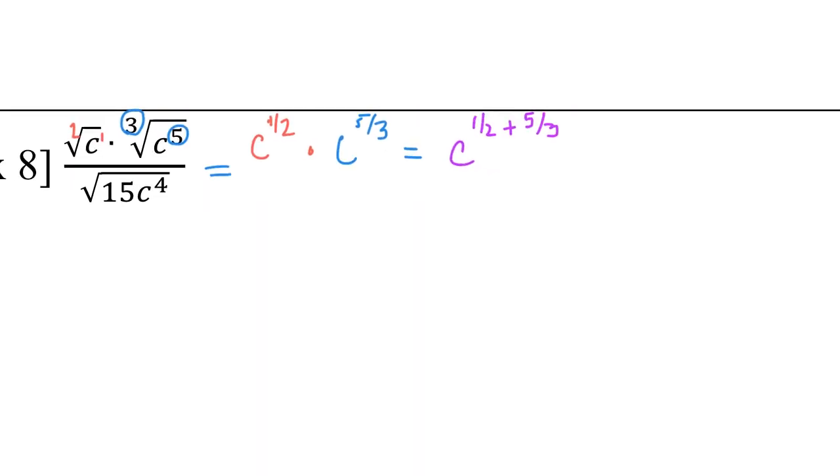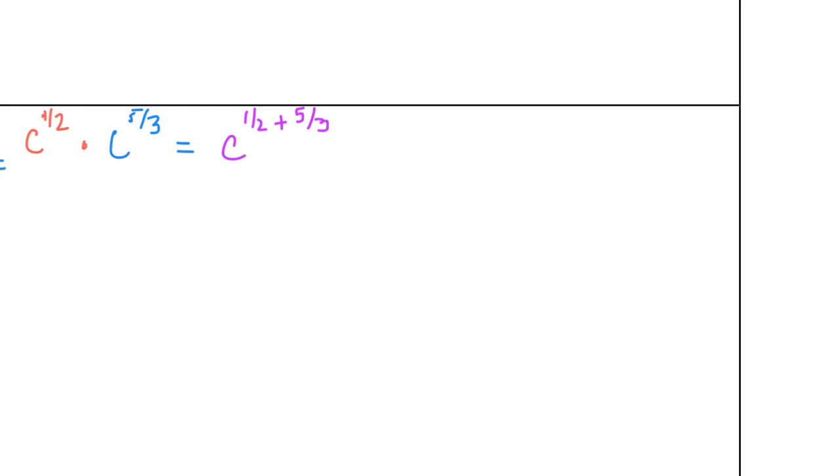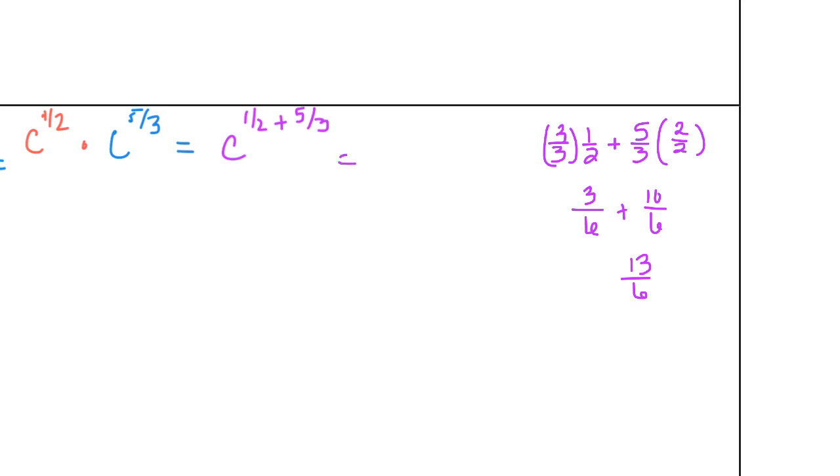So let's do this fraction addition over here on the side. So 1/2 plus 5/3. I need a common denominator, so I'm going to multiply the 5/3 times 2 over 2 to make the denominator a 6, and 3 over 3 on the 1/2 to make the denominator 6. So 3 over 6 plus 10 over 6, which makes 13 over 6. So your numerator is now c to the 13 over 6 power. So we're going to hold off on that. So this is the numerator.